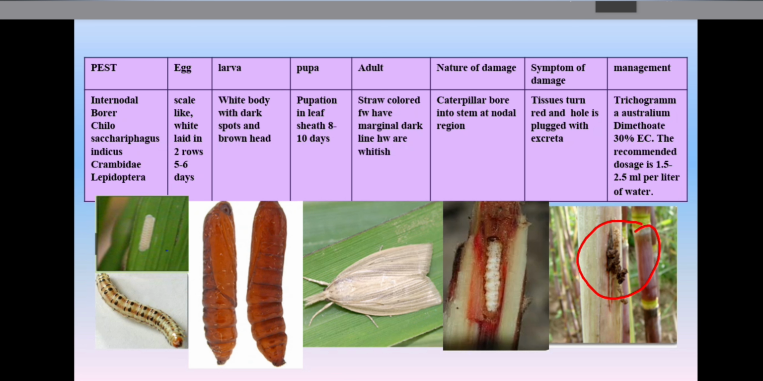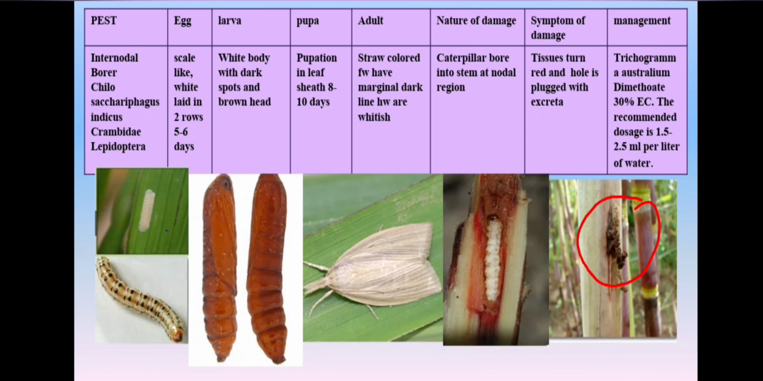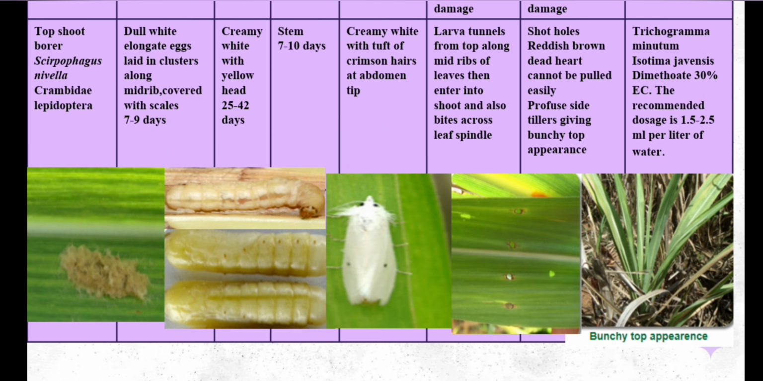You can control biologically using Trichogramma australicum, or you can spray dimethoate 30 EC. The recommended dosage is 1.5 to 2.5 ml per liter of water. Next pest, top shoot borer.